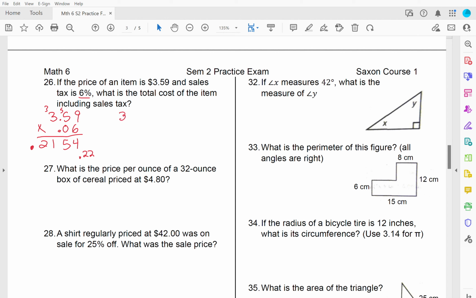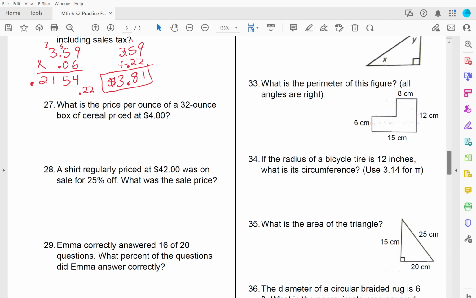So we take the 3.59 and we add 0.22, lining up our decimal places. 9 and 2 is 11. Put down the 1, carry the 1. 5 and 2 is 7. Plus 1 is 8. Decimal point, and then we have 3. So our final answer, the final total, is $3.81.